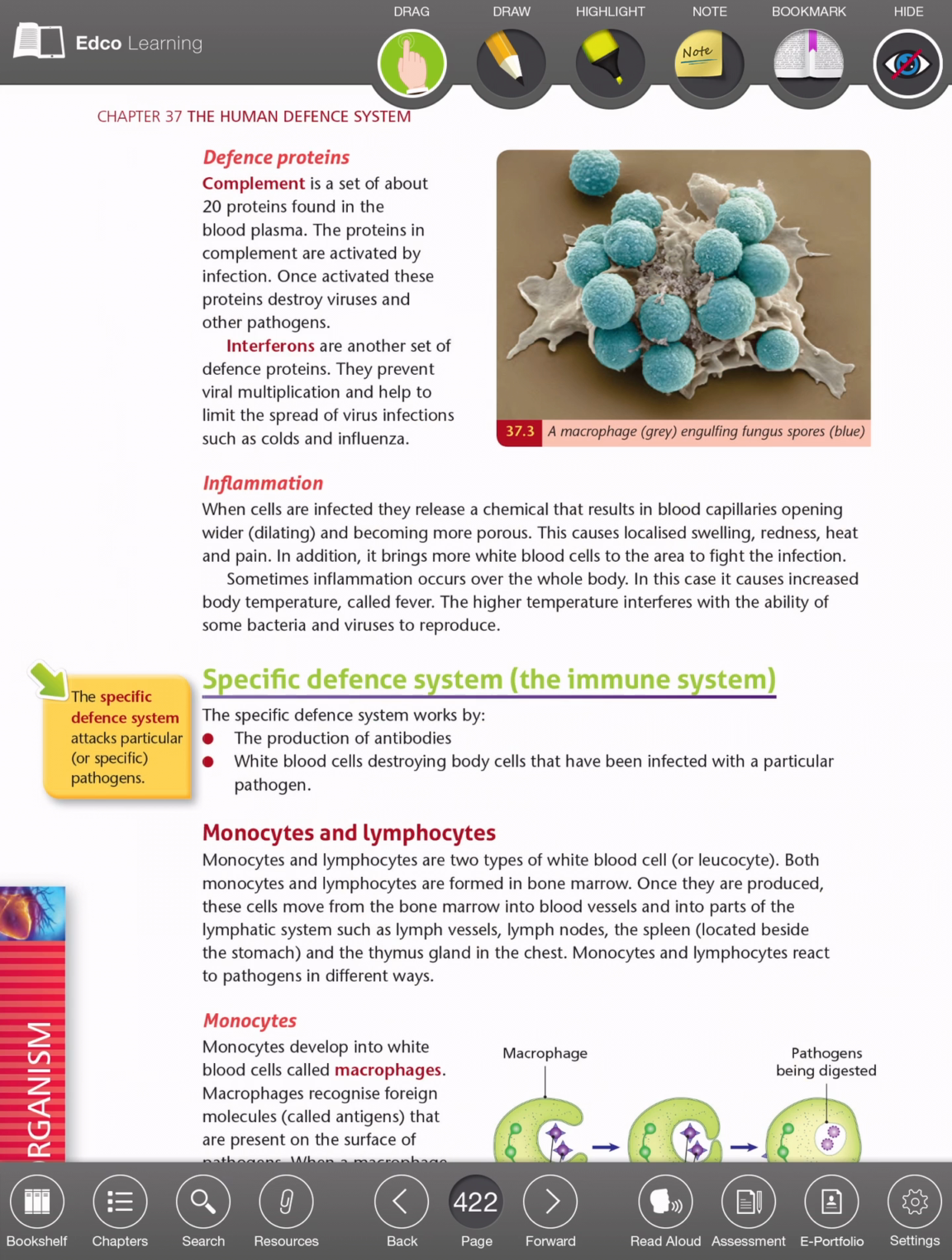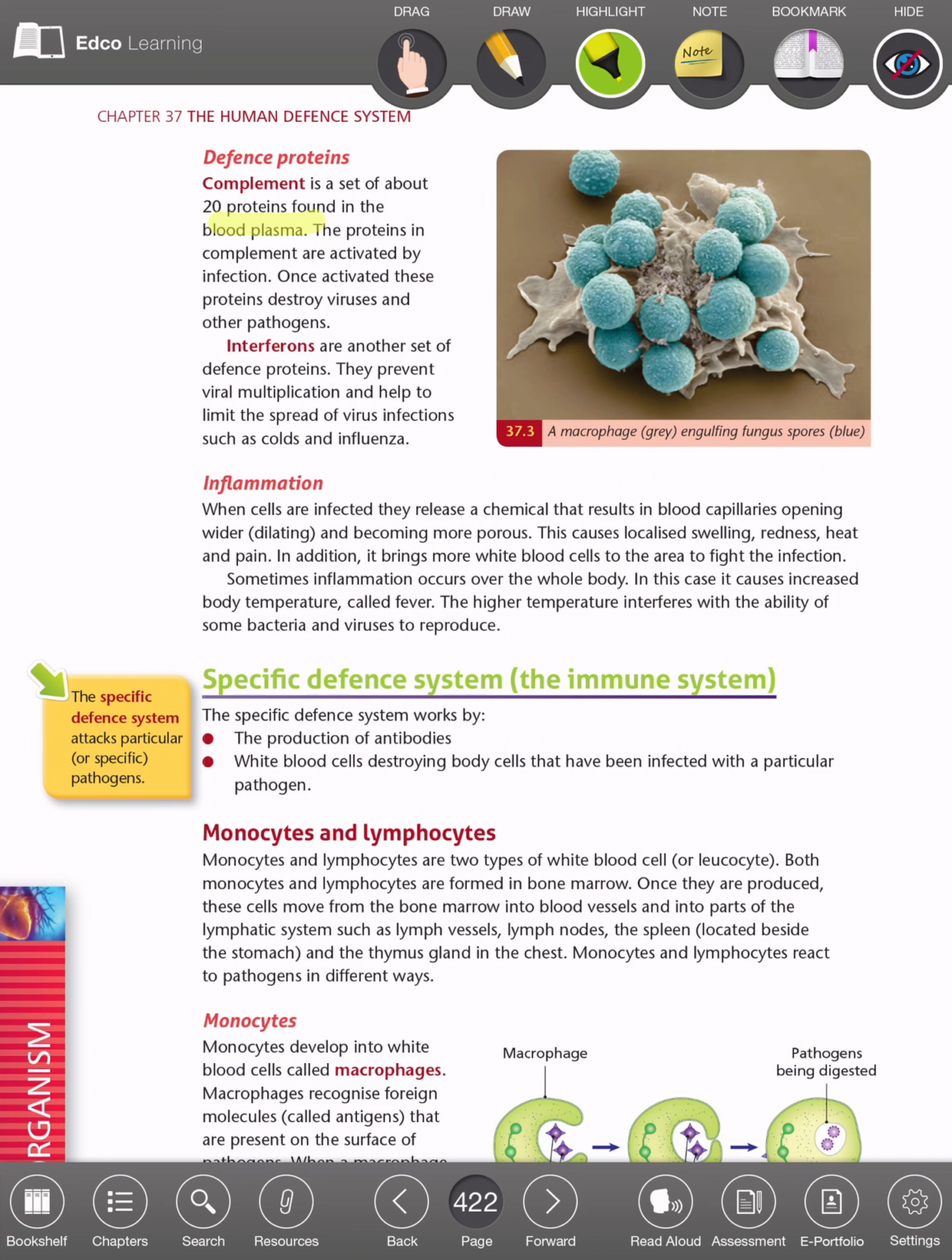Your defense proteins then. Complement works in tandem, side by side with other defenses. Complement is a set of about 20 proteins found in the blood plasma. The proteins in complement are activated by infection. Once activated, these proteins destroy viruses and other pathogens too.